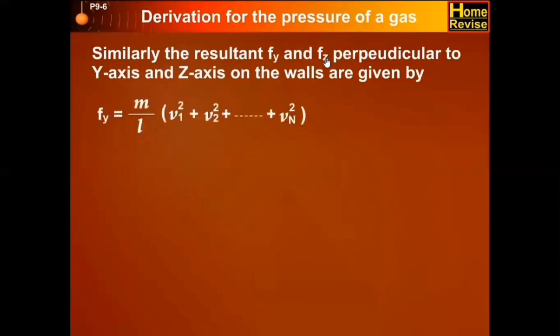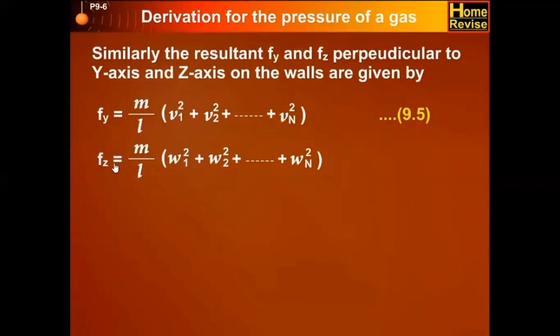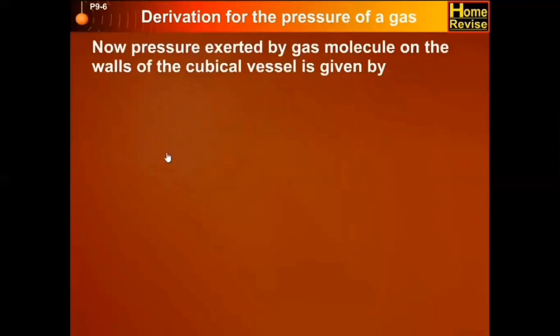In the same way, here we have v1 squared, because v1 is the velocity in the y direction. So we use v1, v2 up to vn, because in the x direction there is u1, but in the y direction there is v1, and in the z direction the velocity is w1, w2, up to wn. So we can easily find the total velocity terms in the x direction, the y direction, and the z direction.